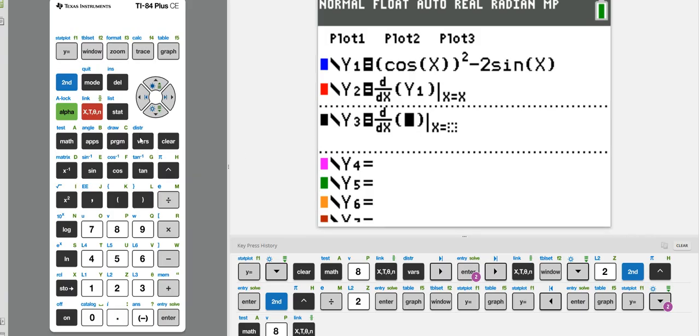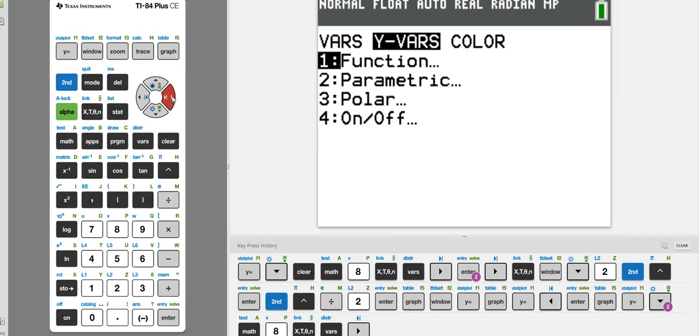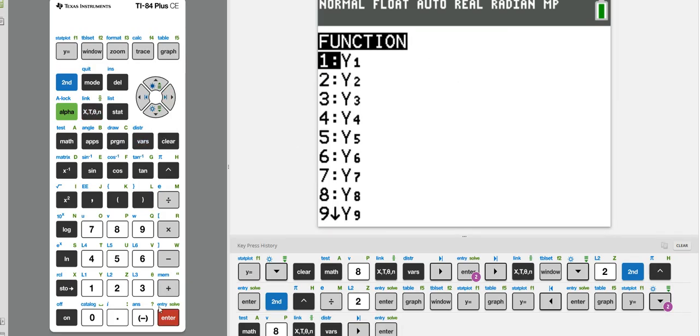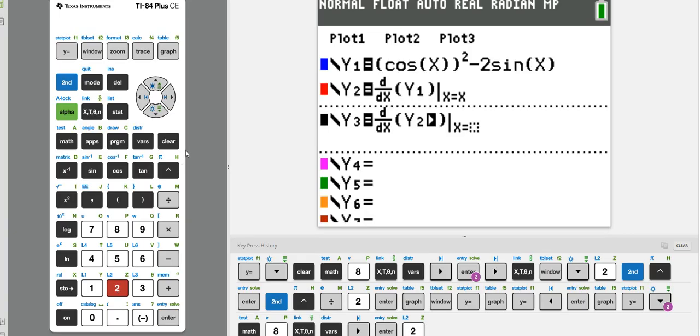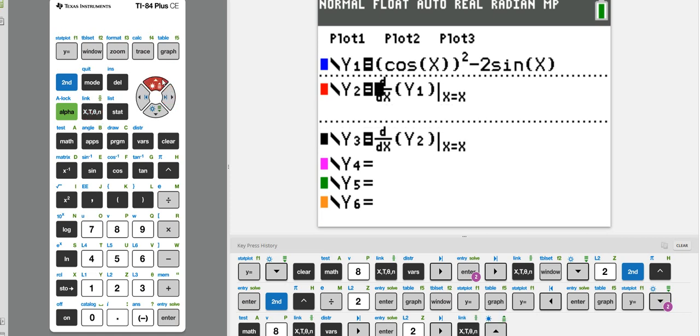y2. I'm going to differentiate y2. So vars, y vars, function. This time pick the second one down. So go down and press enter, or simply type the number 2. There's your y2, differentiate it with respect to x. So that I don't really confuse myself, I'm going to shut off the graph of the derivative. That's this one. Now this time I'll see the blue graph and the black graph, my function and second derivative.